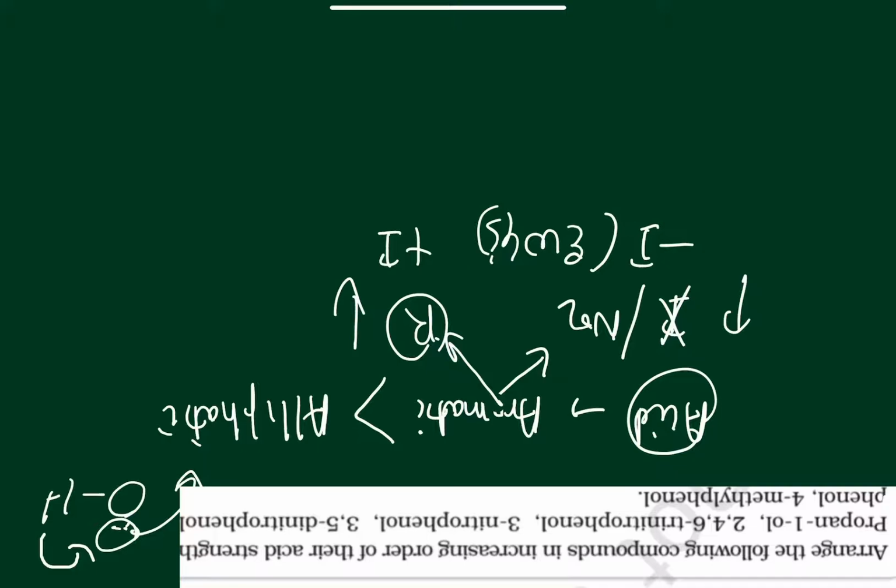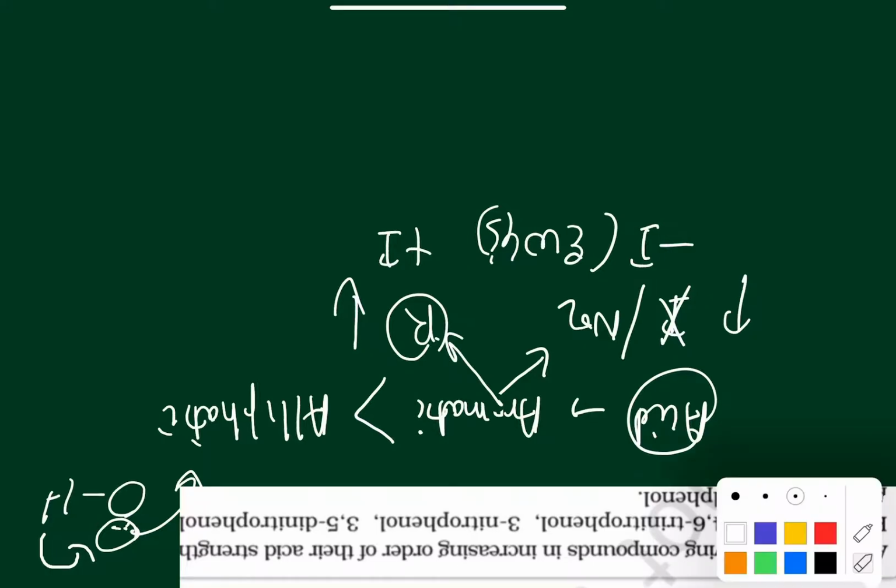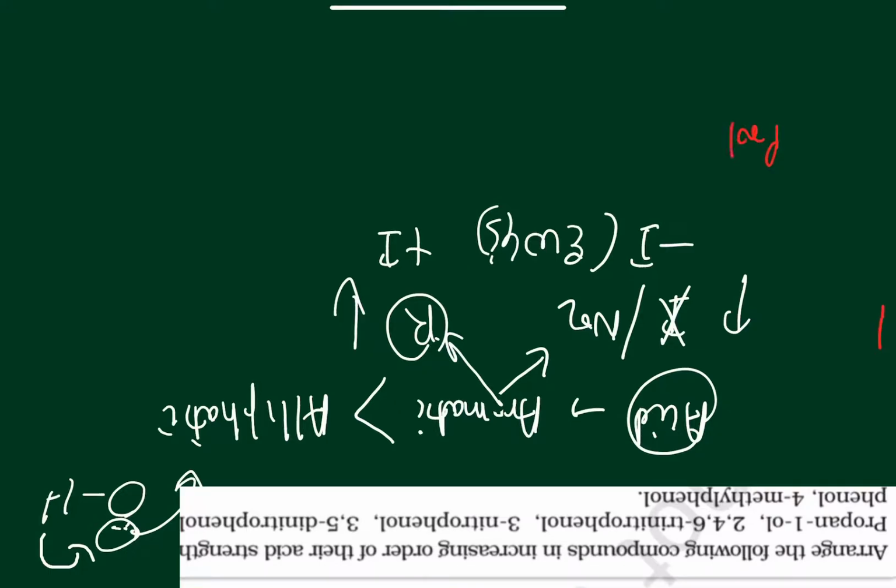So the first one is propan-1-ol. Propan-1-ol is your aliphatic compound, least acidic. Okay, so first is, let me just write the order here. Propan-1-ol. Then trinitrophenol. Nitro is electron withdrawing, very acidic. 3-nitrophenol, so 1 nitro, moderately acidic. 3,5-dinitro, more acidic, 2 nitros. Phenol, and 4-methylphenol. Methyl is an R group, which is electron donating, it will reduce the acidity.